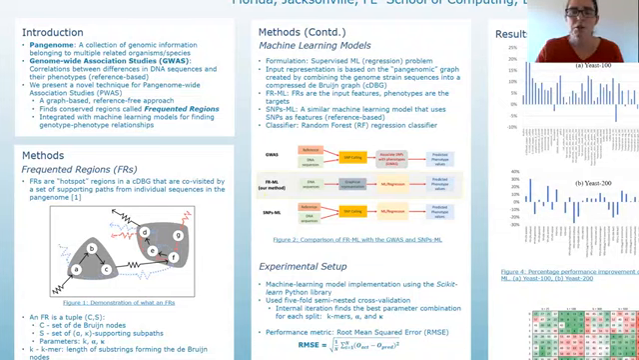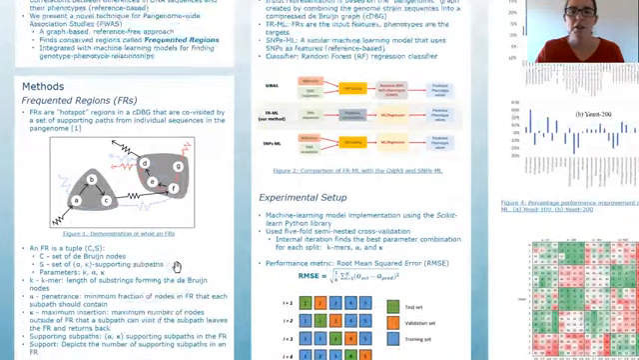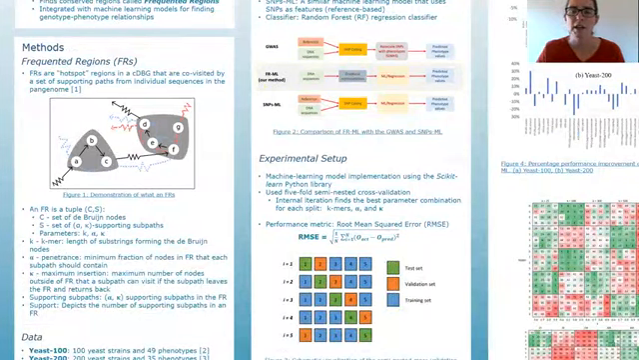So a frequented region, or FR, is a hotspot in a pangenomic graph. In this case, we use a CDBG, or a compressed de Bruijn graph. And these hotspot regions are co-visited by a set of supporting paths from individual sequences in the pangenome. And so the paths are just the paths that each of those individual genome assemblies takes through the graph. And so when you have a set of co-visited paths, you just have individuals that are similar to each other.